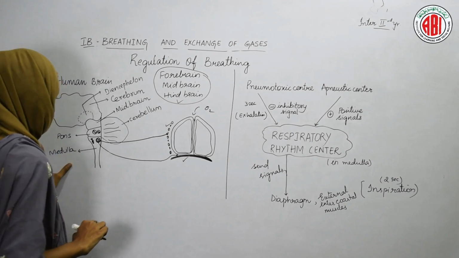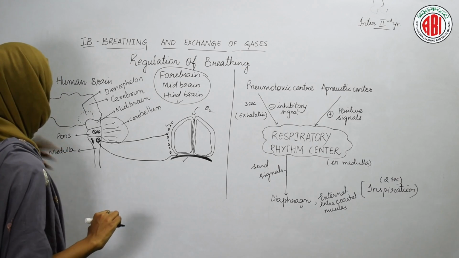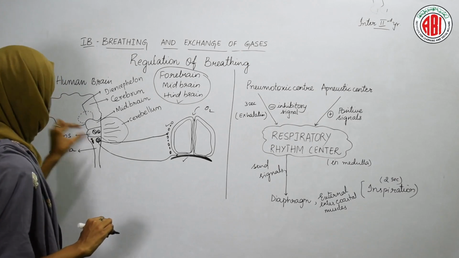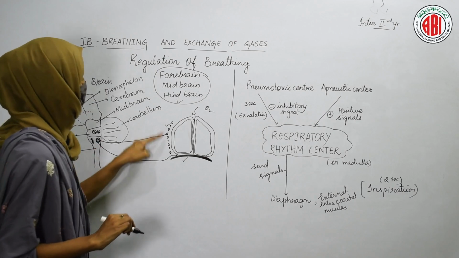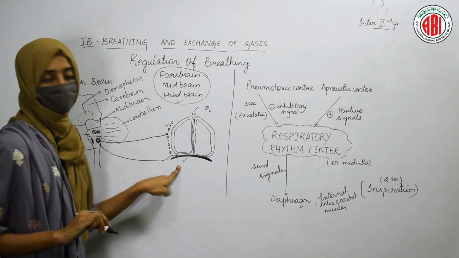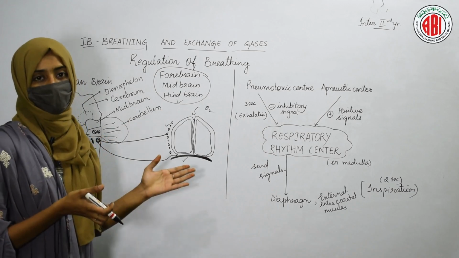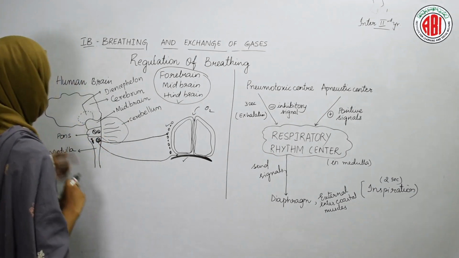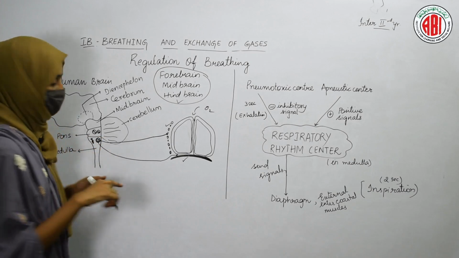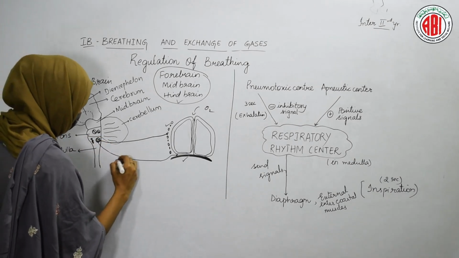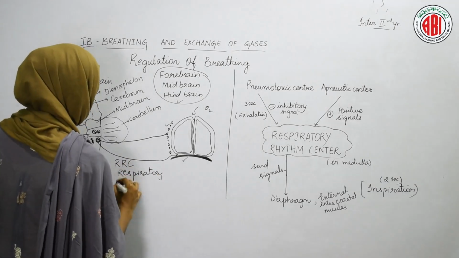In the medulla oblongata, some chemoreceptors are also found. Their role we are going to discuss in a minute. Along with the chemoreceptors, some neurons are present. They send signals to the intercostal muscles and also to the diaphragm to get contracted. Due to this contraction, inspiration can be done. So here in the medulla oblongata of our brain, a center is present. We call this center RRC, respiratory rhythmic center.